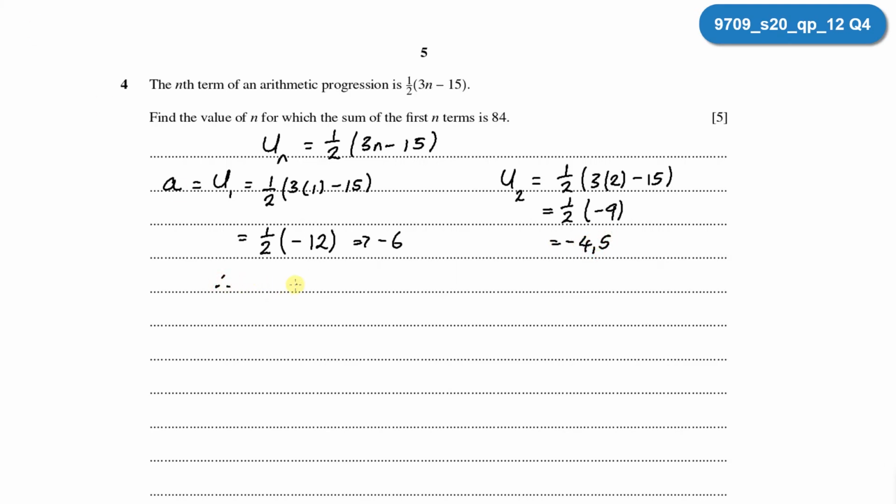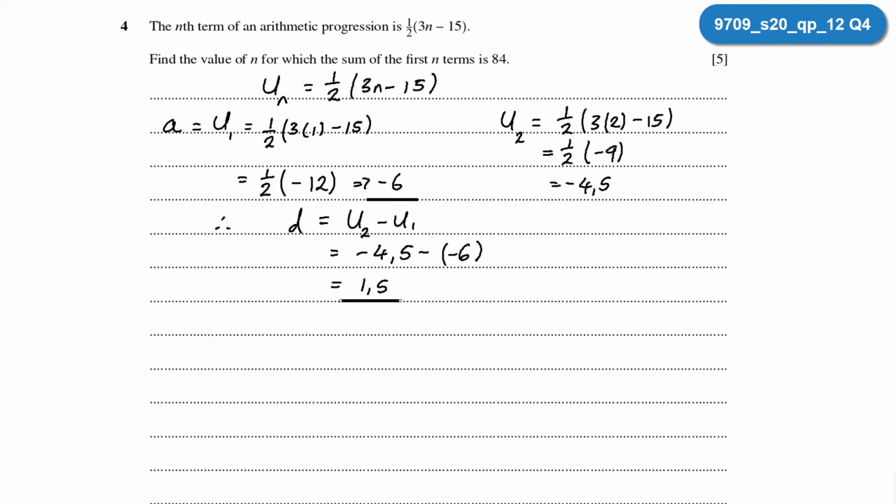Therefore, I can find the common difference, d, by saying u2 minus u1. Second term, u2, is minus 4.5, and minus u1, which is a, the first term, that's minus 6. This gives us minus 4.5 plus 6, so that's 1.5. So we have here the first term is minus 6, that's a, and the common difference, d, is 1.5. So now that we have these two, the question says, find the value of n for which the sum of the first n terms is 84.